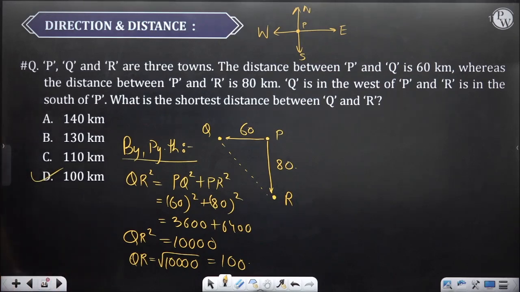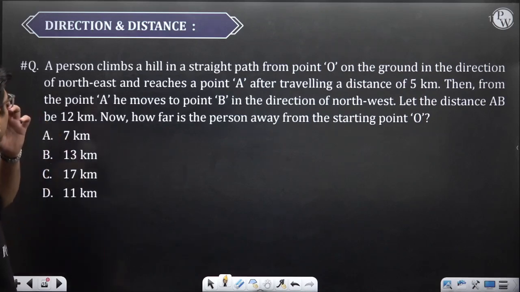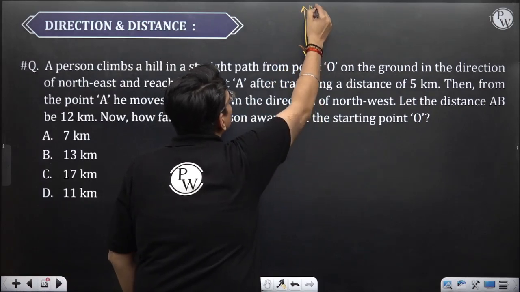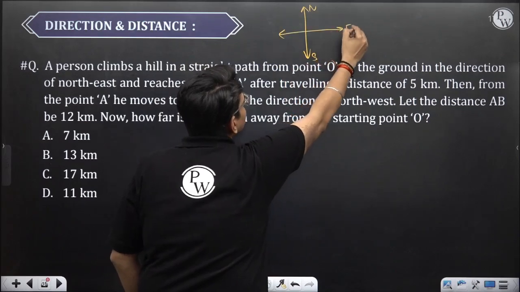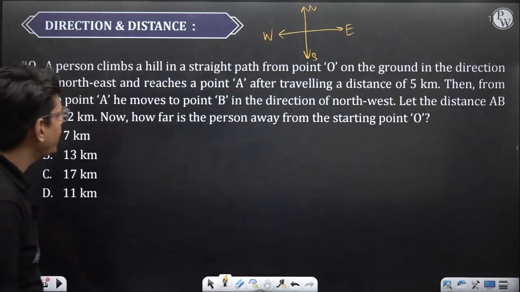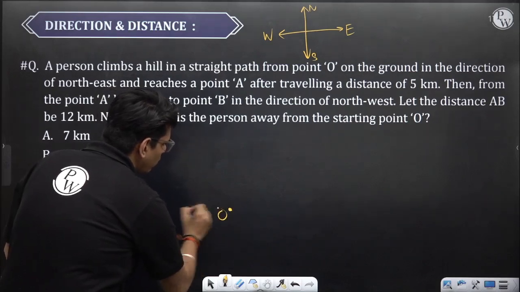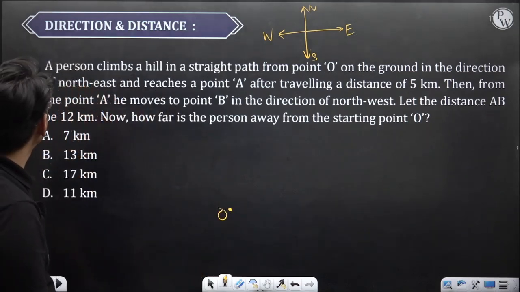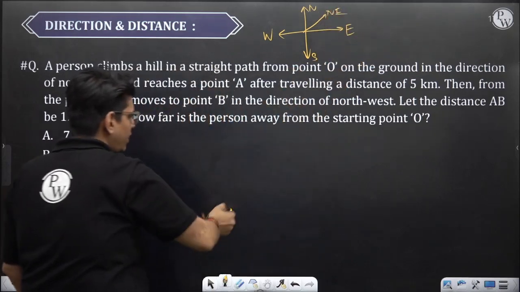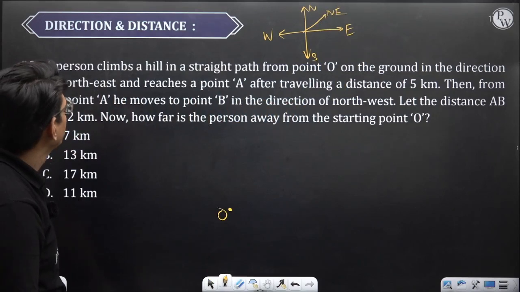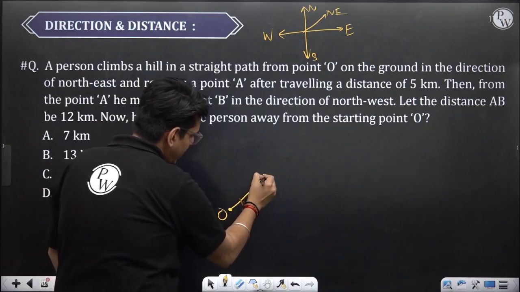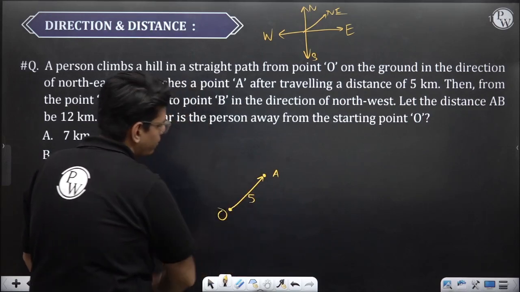Now in the next question, let's look at another question. A person climbs a hill. First again, north, south, this is your east and this is your west. Okay, a person climbs a hill in a straight path from point O. Let this be point O. On the ground in the direction northeast. Northeast is which direction? This is northeast. So it is going this direction to reach a point A after traveling 5. So northeast, this is point A and this is 5, right?